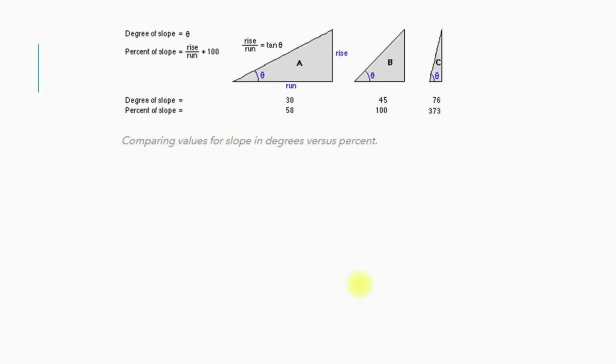This is how the slope is measured, from the basic course of geometry. Rise is the vertical axis and run is the horizontal axis, and the ratio of rise and run is the tangent of the slope. That is how we measure in degrees, while in percents it is rise over run. Percent of slope is the ratio of rise and run multiplied by 100.